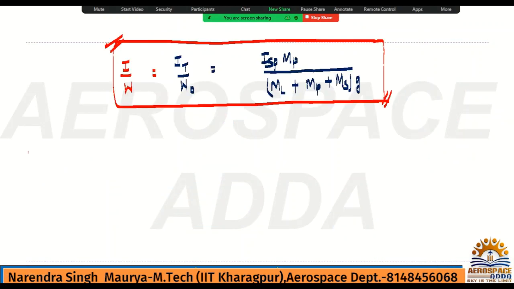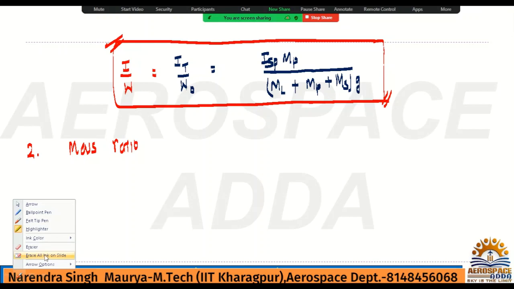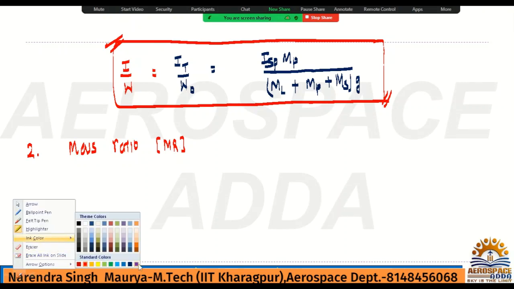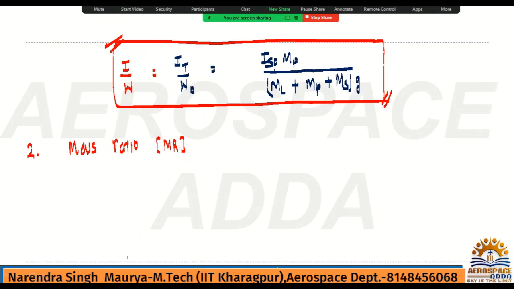The second parameter we have is called mass ratio. These are the terminologies used in the numerical part. They will directly say mass ratio is this. If they say mass ratio, what will you understand? For that reason, it is required to go through this theory part. One-liner theory we have: mass ratio, MR. What is the mass ratio? The mass ratio is defined as the final mass.